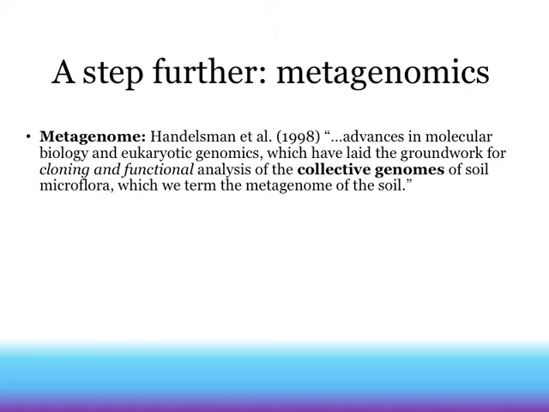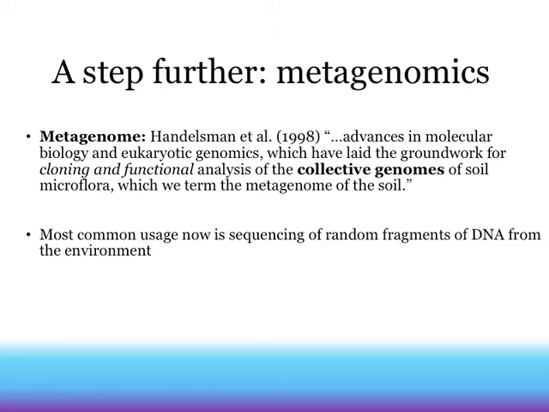It's okay. So the key here is that the metagenome term was coined in 1998, and the idea is that you want to do some sort of functional analysis of the genomes that can be found in a particular habitat. And so what's interesting is that most people treat metagenomics as a synonym for environmental shotgun sequencing, but that's not where it came from. It was actually based on cloning and expression, but it's the same idea, right? Let's pull out a bunch of DNA, chuck it into some vectors, express stuff, and see what happens. So the use of the term has evolved over time, and now it's basically taken by most people to mean sequencing of random fragments of DNA from the environment.